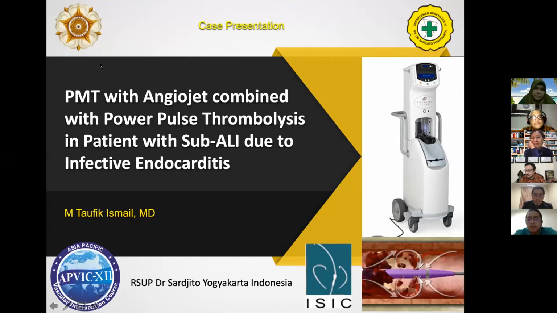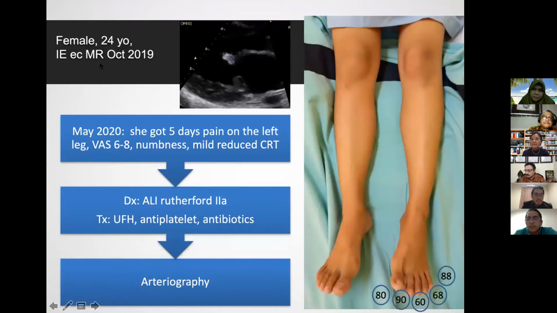We have a female, 24 years old. She has infective endocarditis due to mitral regurgitation since 7 months ago. She came to our hospital because of 5 days of pain in the left leg. The pain level is around 6 to 8. She also felt numbness and mildly reduced capillary refill time.